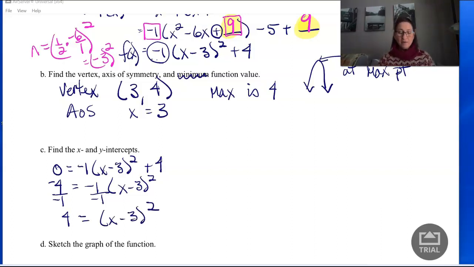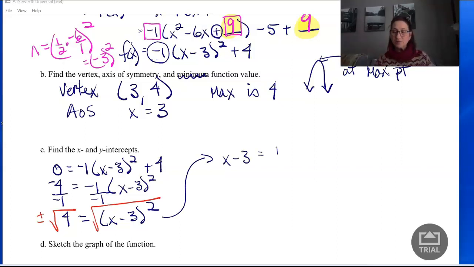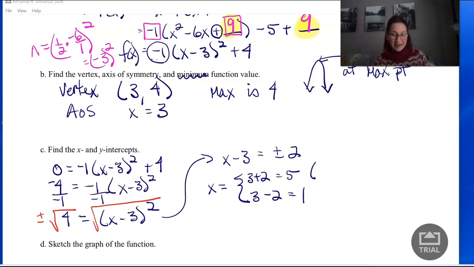Okay. So now I can take the square root, looking for both the positive and the negative roots of both sides. And so then I am left with x minus 3 equals plus or minus 2. Cool. So I'm going to add 3 to both sides. So I get x is equal to 3 plus 2, which is 5, and 3 minus 2, which is 1. So for my x-intercepts, I have 5, 0 and 1, 0.